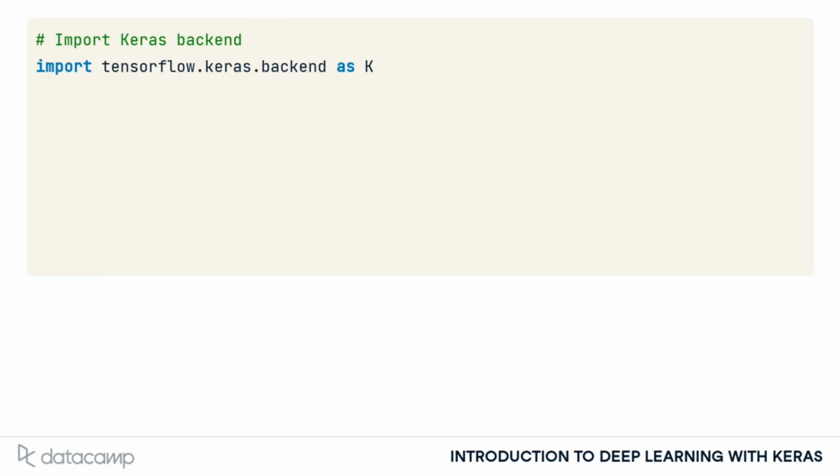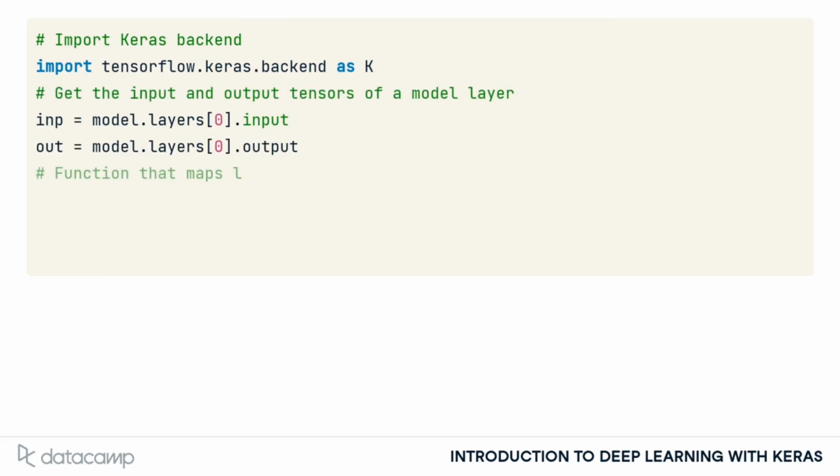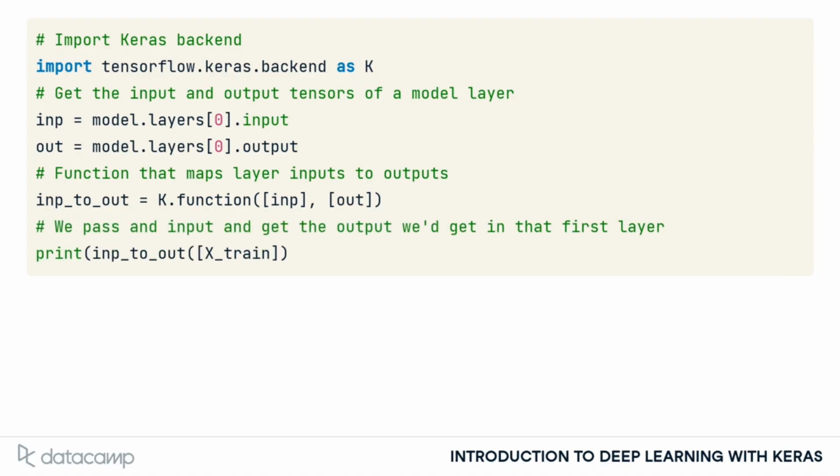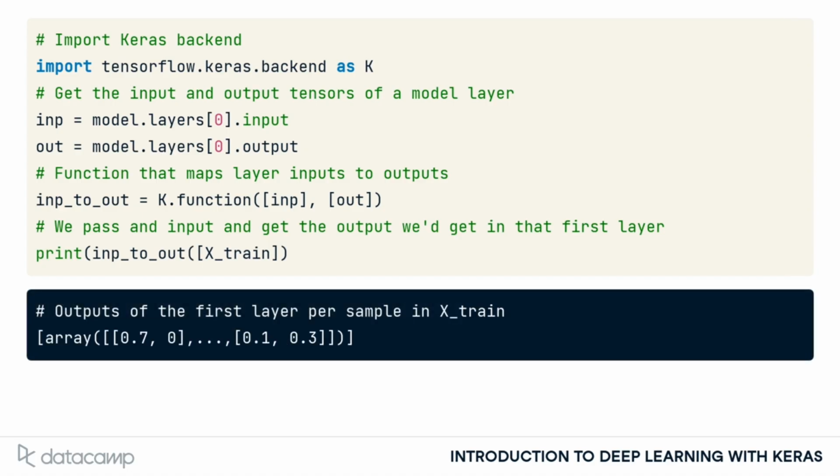TensorFlow is the backend Keras is using in this course, but it could be any other, like Theano. To define the functions with our backend K, we need to give it a list of inputs and outputs, even if we just want one input and one output. Then, we can use it on a tensor with the same shape as the input layer given during its definition. If the weights of the layer between our input and output change, the function output for the same input will change as well. We can use this to see how the output of certain layers change as weights are adjusted during training. We will check this in the exercises.